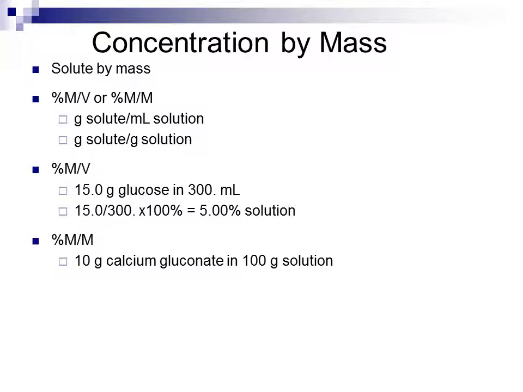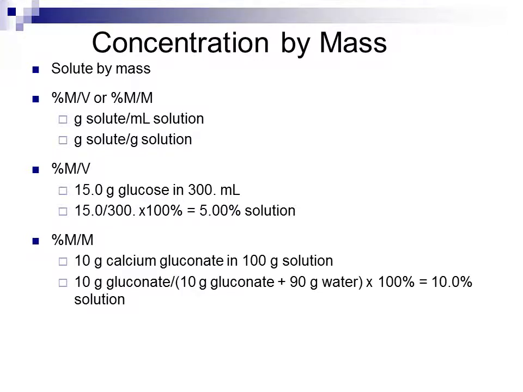In measuring then the mass percentage, we would take the mass of the gluconate and divide by the mass of the solution. So 10 grams of gluconate would be divided by 10 grams of gluconate plus 90 grams of water, which gives 100 grams of solution. And then the result is multiplied as a percentage, giving an overall 10% solution.